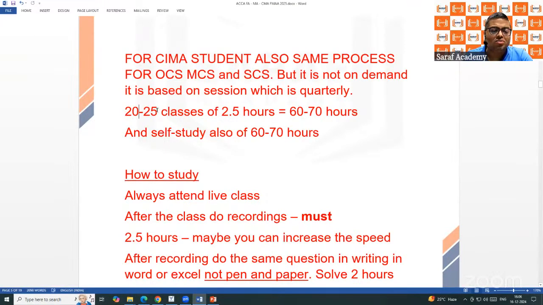This will be around 35 to 40 classes of 2.5 hours each, so it will be around 100 hours. And the self-study will be around 100 hours. Because FMA both are there, you have to study around 200 hours. Take December 15 days, then Jan, Feb, March, April, May, up to mid-May.